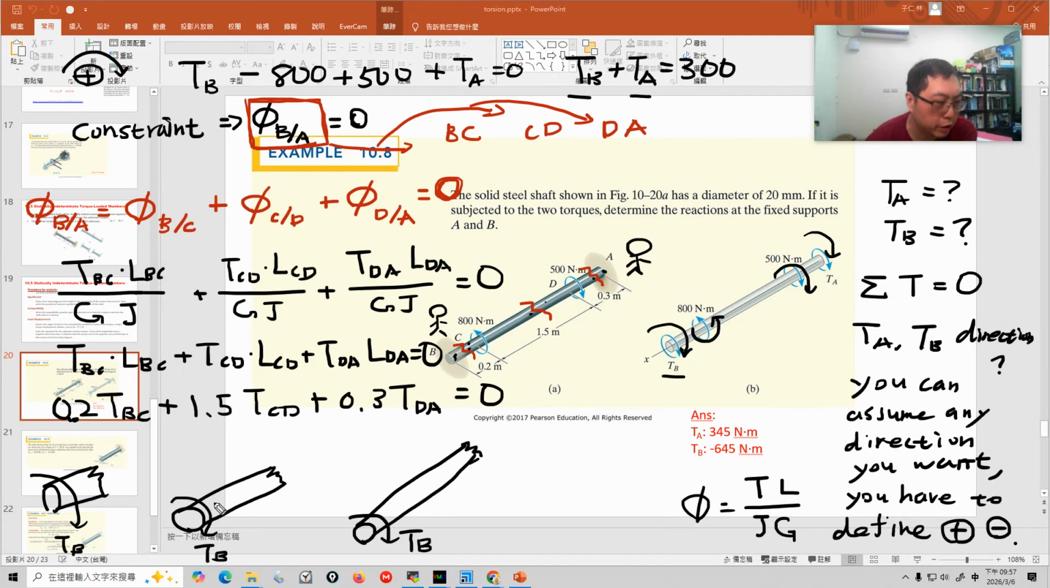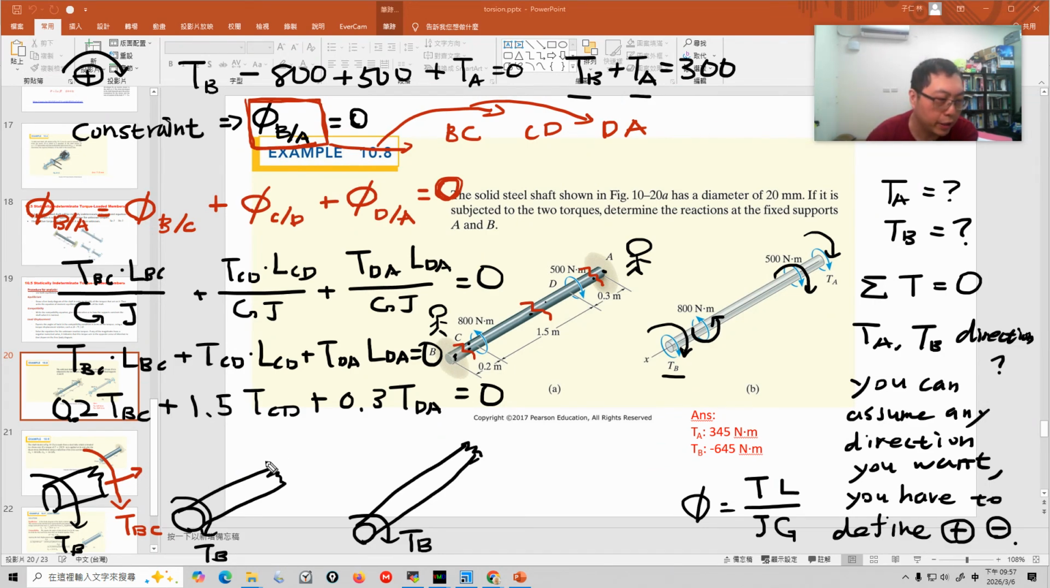So here in the BC section, here is TBC. What direction should I assume for TBC? This way or this way? We assume TBC rotates in this way, and then right here we need to use the sign convention of torsional load. TBC, I assume it rotates in this direction. Use the right hand rule. Its direction points outward to the surface.